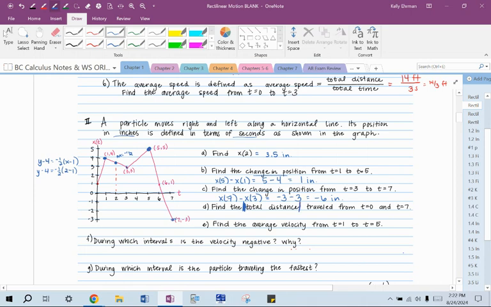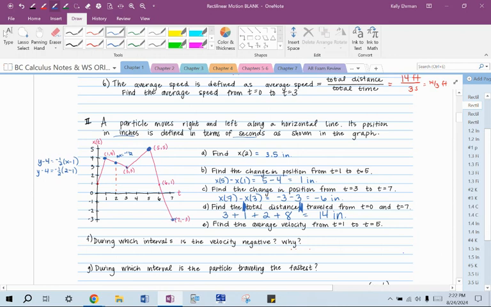Find the total distance traveled from 0 to 7. Okay, so I'm going to take this on each little line segment. So what's the change in position here? From 0 seconds to 1 second, we went from 1 to 4. So we start off increasing by 3. We're going to add to that. It's a decrease of 1 inch, but I'm just going to add 1 inch traveled. And then I'm going to add 2 inches traveled on this third segment from 3 to 5. And then I'm going to add from 5 down to -3. That's 8 inches traveled. So this is a total of 14 inches traveled from 0 to 7 seconds.